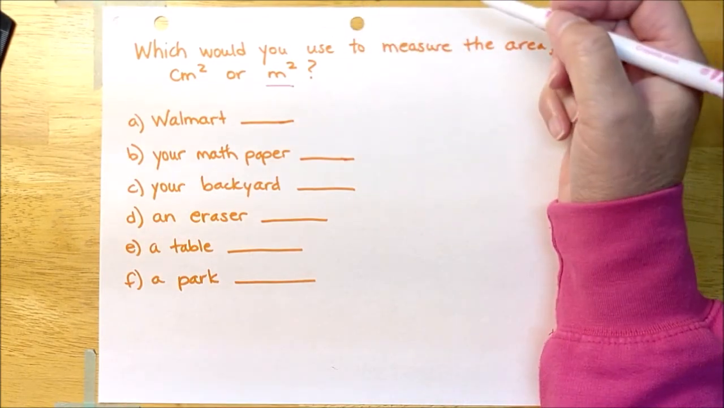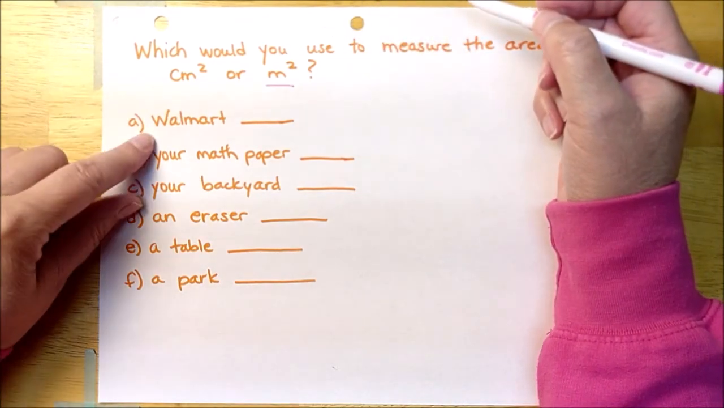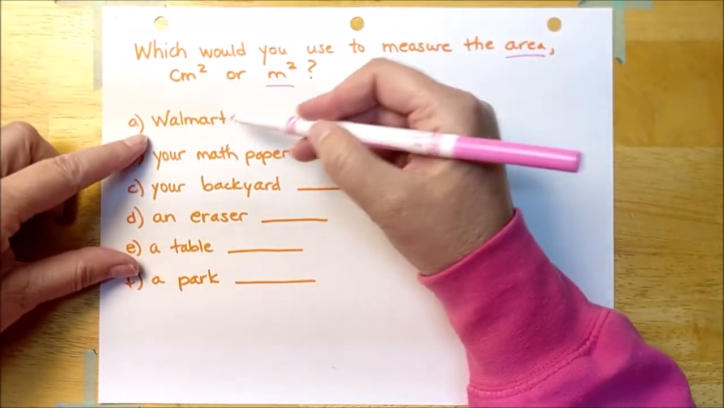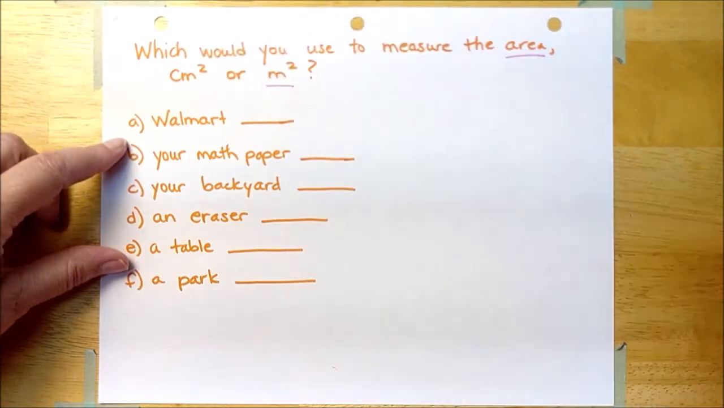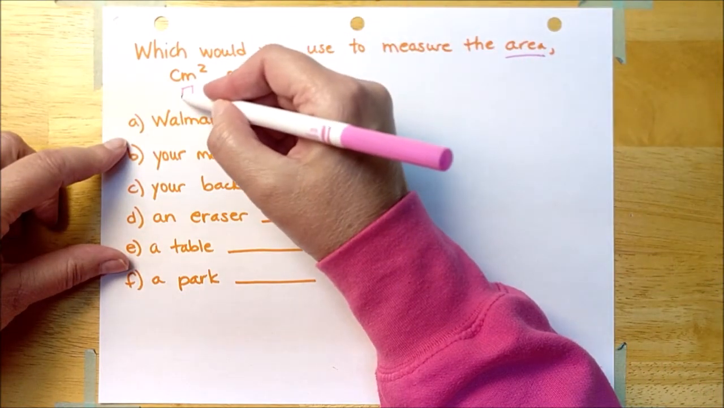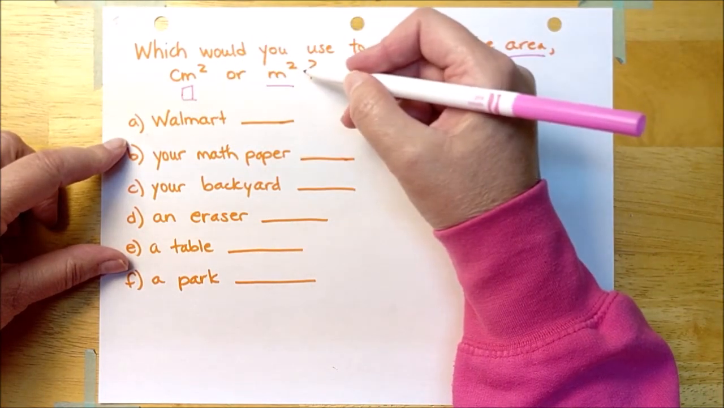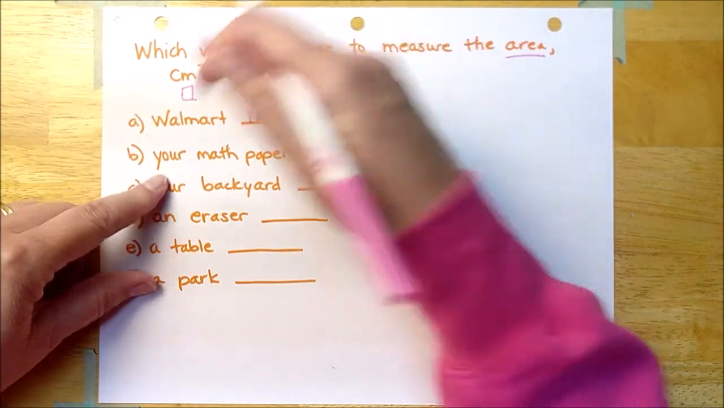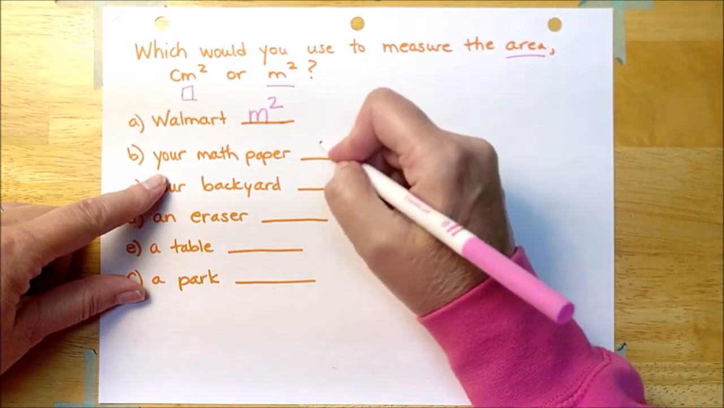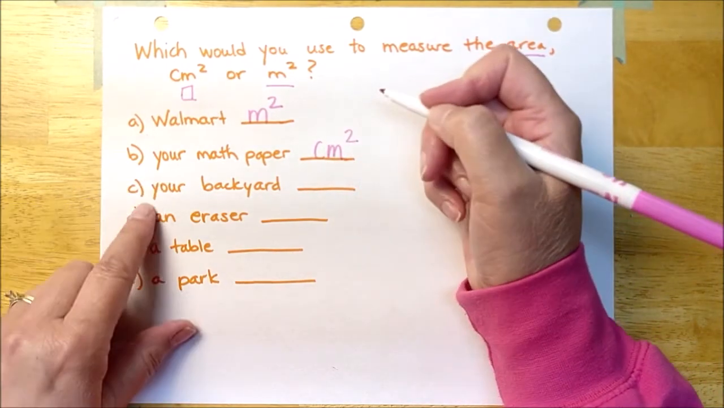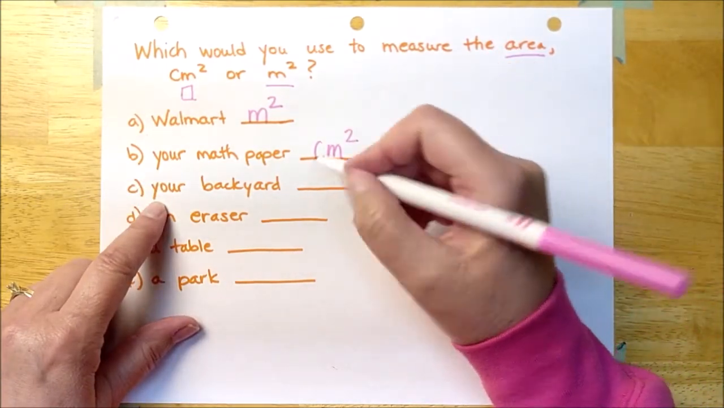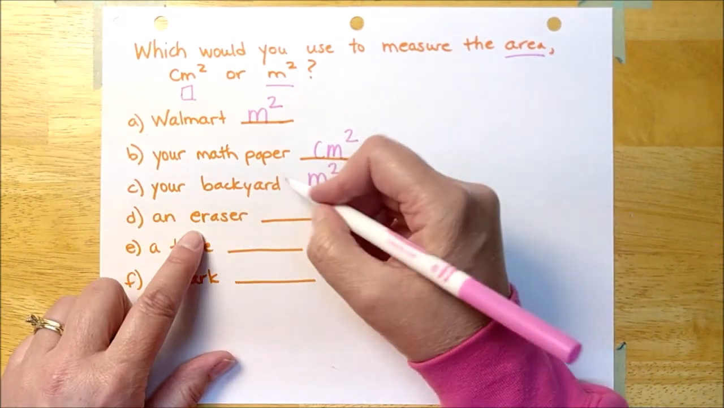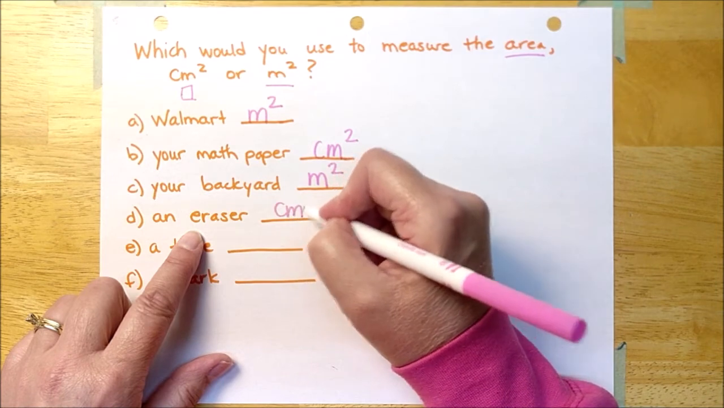So if you were to ask to measure the area, how much space inside Walmart has, would you use little centimeters? Or would you use big meters? You're right, you would use meters squared. What about your math paper? You're right, I would use centimeters squared too. How about your backyard? Yeah, it's meters squared. How about an eraser? Yeah, they're small, centimeters squared.